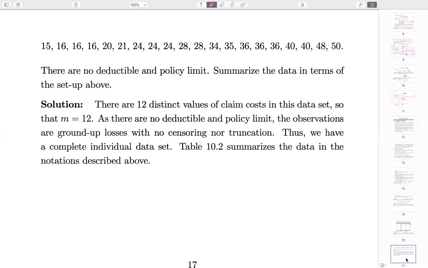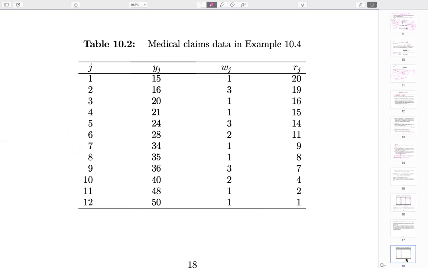This is a different example. We have 20 claims, arranged already from the smallest to the largest. No deductible, no policy limit, meaning no truncation, no censoring. We want to do the same thing: get all the distinct numbers, count them as WJ, and then study the risk set RJ. It's very easy. We count from the smallest to the biggest. Those are all the distinct values.